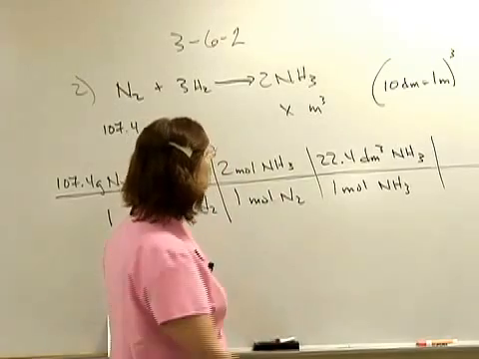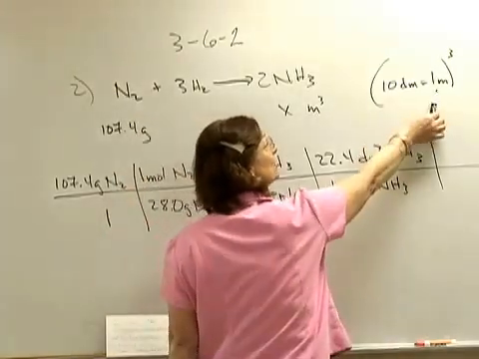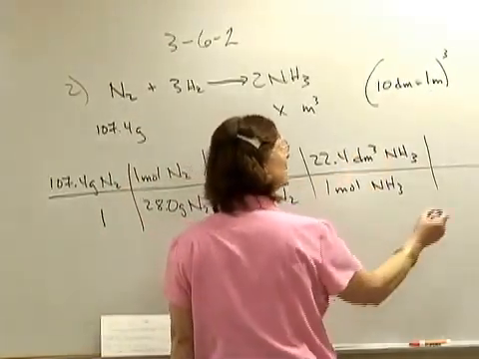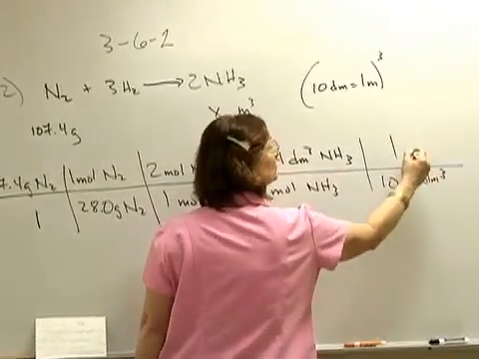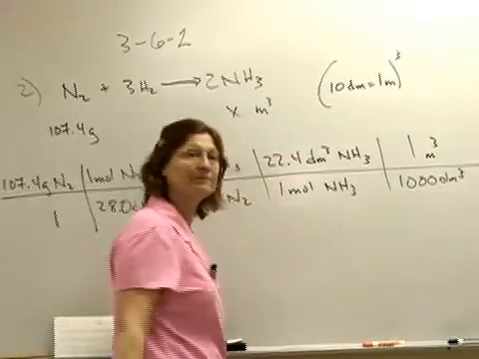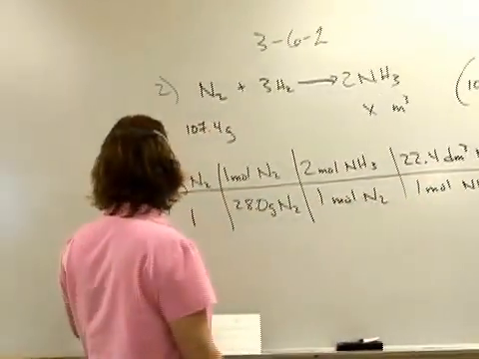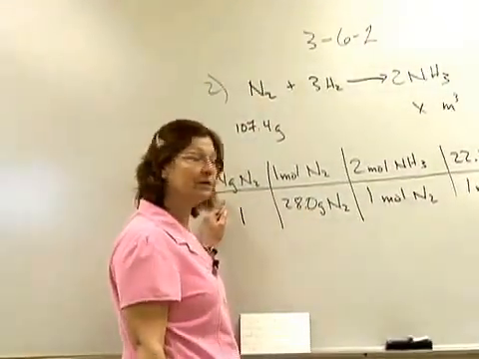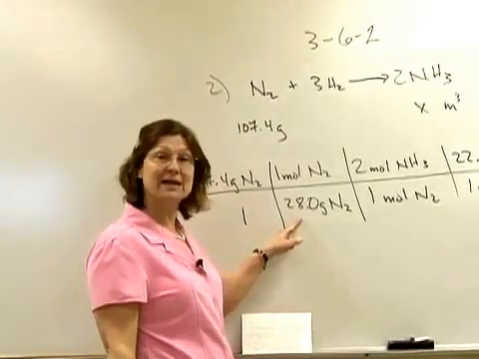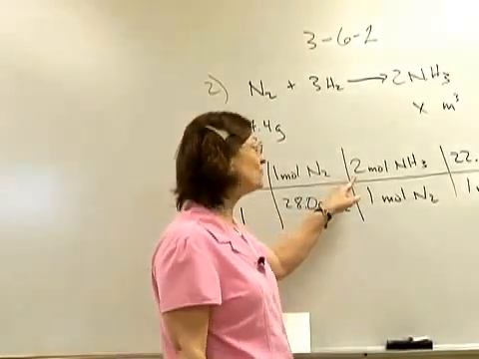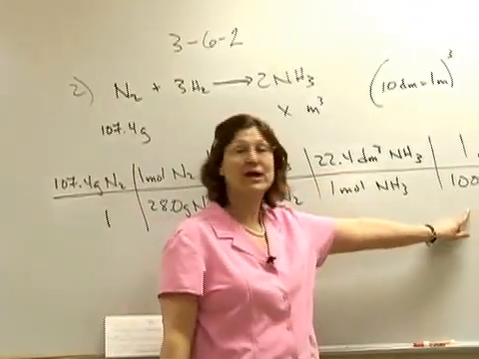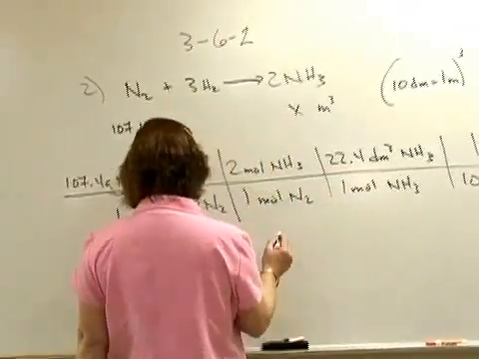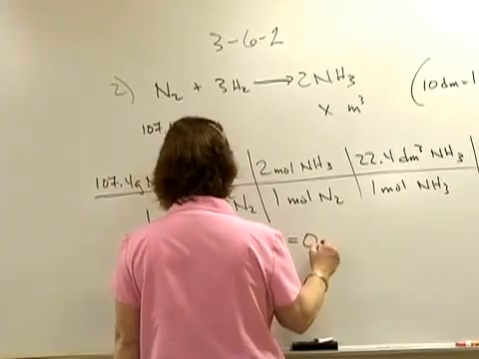Then I also know there are 10 decimeters in 1 meter, and therefore if I cube 10, I get 1,000 decimeters cubed is equal to 1 meter cubed. Now again, remember, you must take your original number divided by 28 equals, times 2 equals, times 22.4 equals, divided by 1,000 equals.